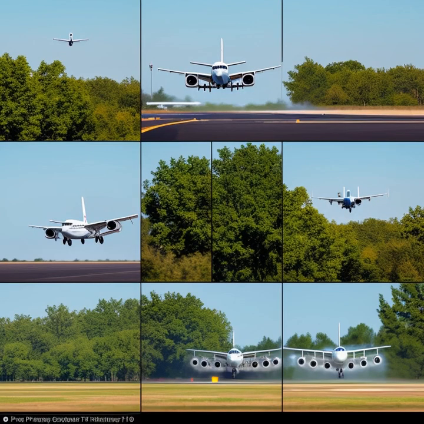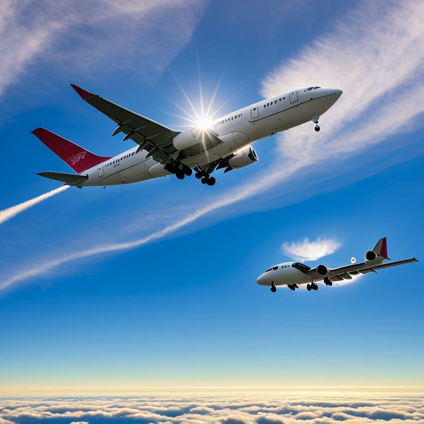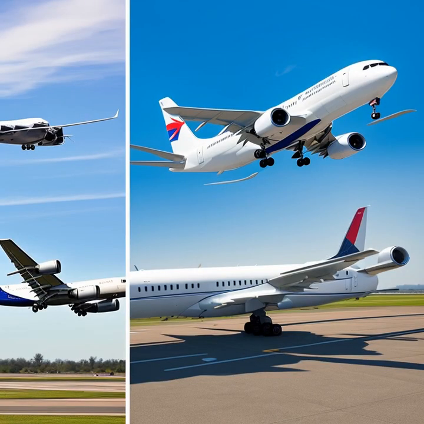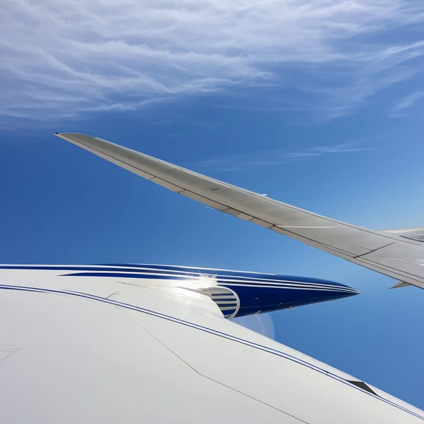One of the key design features that contribute to stability is the placement of the center of gravity, which is the point at which the airplane's weight is evenly distributed. By positioning the center of gravity slightly forward of the center of lift, designers ensure that the airplane has a natural tendency to return to level flight after a disturbance. If the center of gravity is too far forward or aft, it can cause the airplane to become unstable and difficult to control.